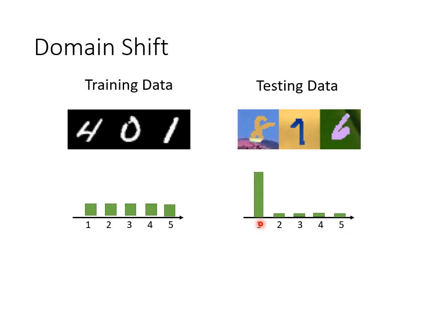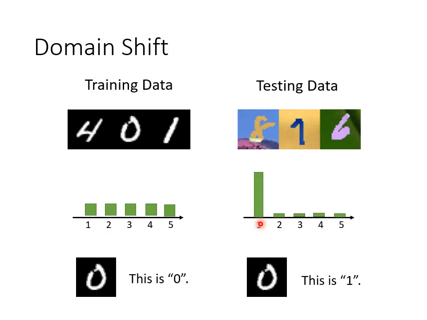There is also a much rarer, but not completely impossible case. Although the distribution of input and output may be the same, the relationship between them has changed. Maybe in your training materials, this kind of thing is called 0. But in your test data, this kind of thing is called 1.